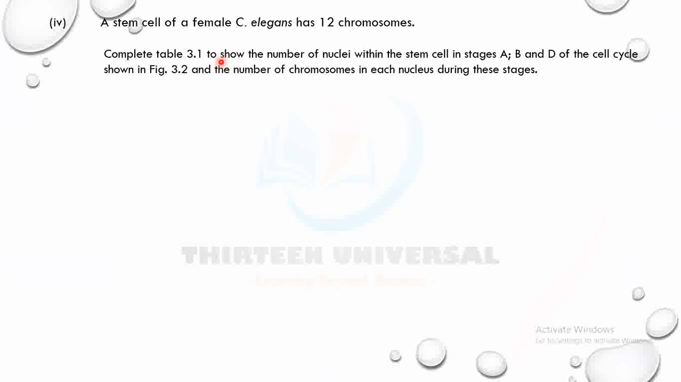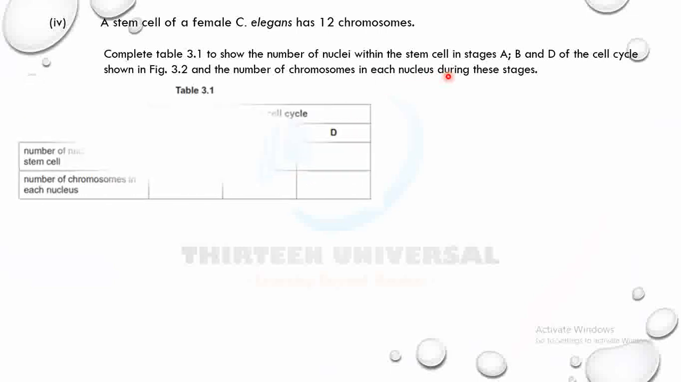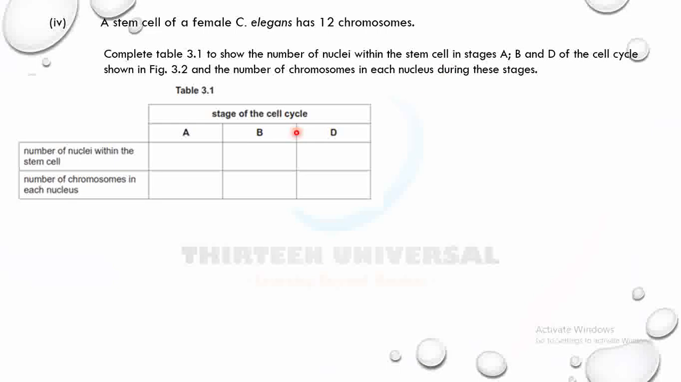Let's do a 2 marks question. A stem cell of C. elegans has 12 chromosomes. Complete table 3.1 to show the number of nuclei within the stem cell in stages A, B, D of the cell cycle, shown in figure 3.2, and the number of chromosomes in each nucleus during these stages. Okay, so remember what we call this. A is what? A is G1, right? B is S phase, right? And D is telophase.